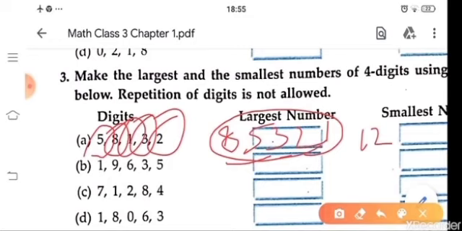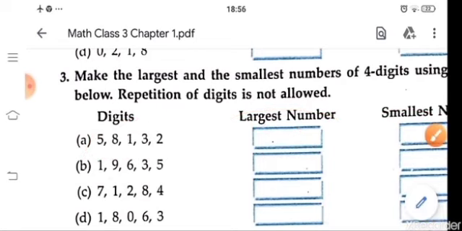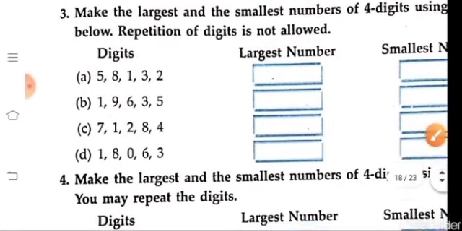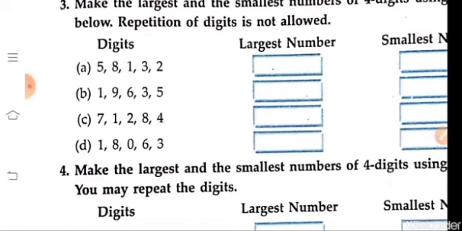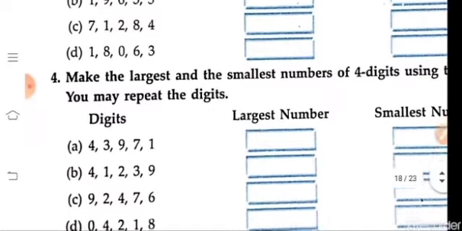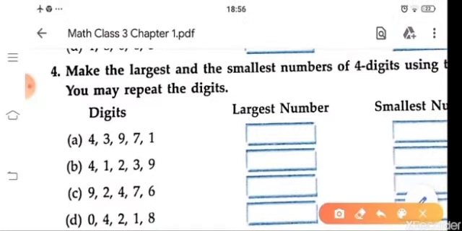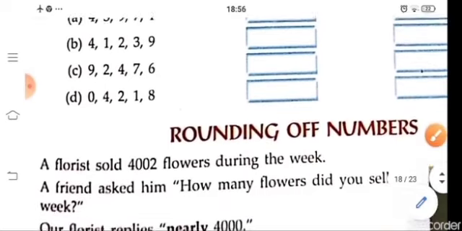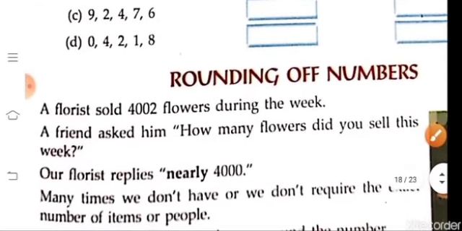Here we write the number in decreasing order, here we write the number in increasing order. 1, 2, 3, 5, 8. It becomes 12,358. So do the rest of the sums in your copy. Again, same here, children. Smallest and largest number, and in this we can repeat the numbers. Now come to rounding of numbers, children.